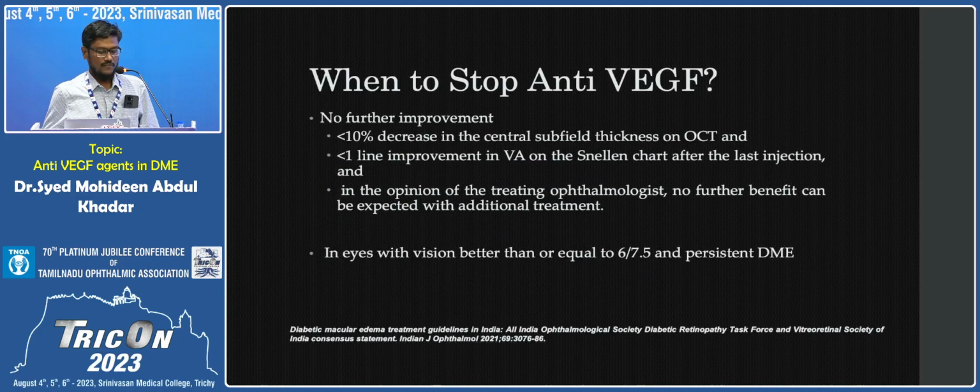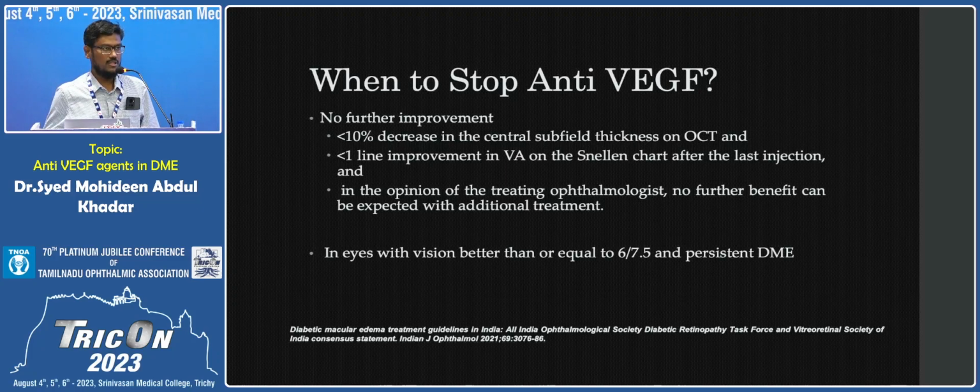So when to stop anti-VEGF? If there is no further improvement, that is, if there is less than 10% decrease in central subfield thickness, or if there is less than 1 line improvement in visual acuity, and also based on the opinion of the treating ophthalmologist.